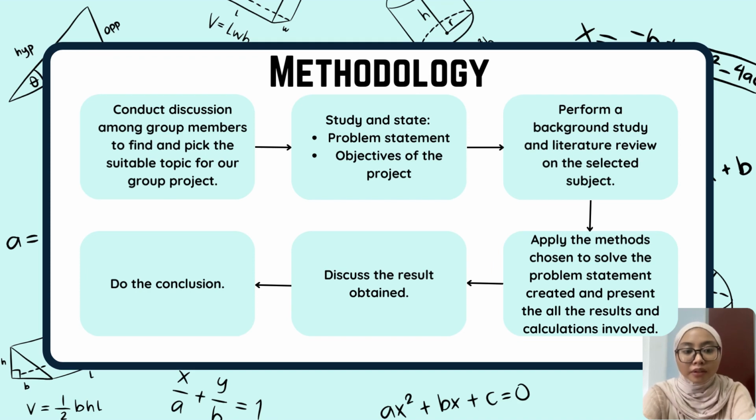Okay, first, conduct a discussion among group members to find and pick a suitable topic for our group project. And then study and state the problem statement and objectives of the project. Then perform a background study and literature review on the selected subject. After that, apply the methods chosen to solve the problem statement, and create and present all the results and calculations involved. And then discuss the results obtained, and lastly, do the conclusion.